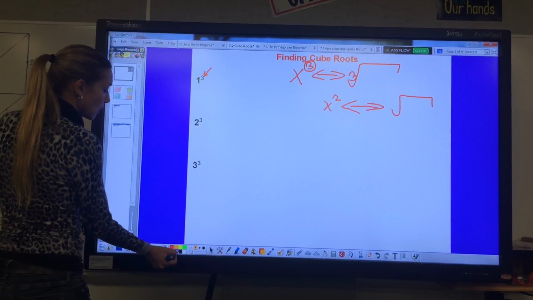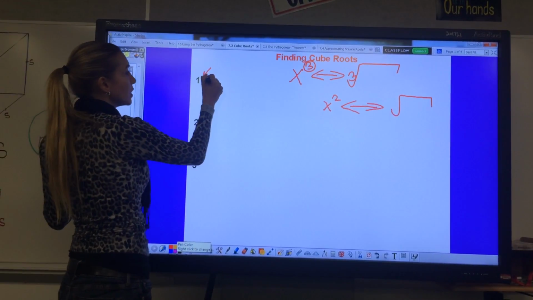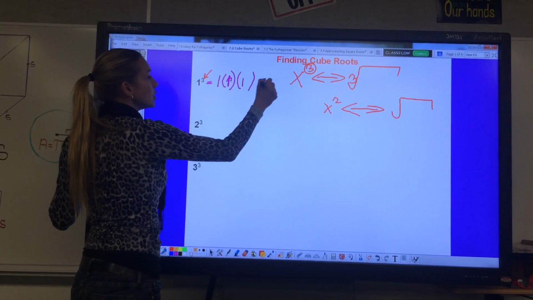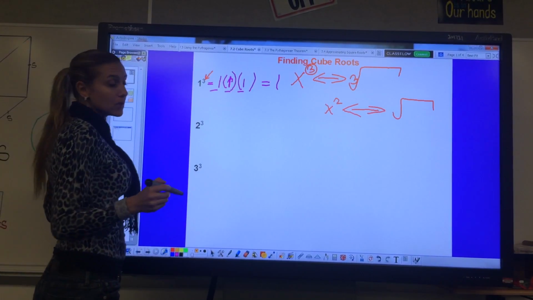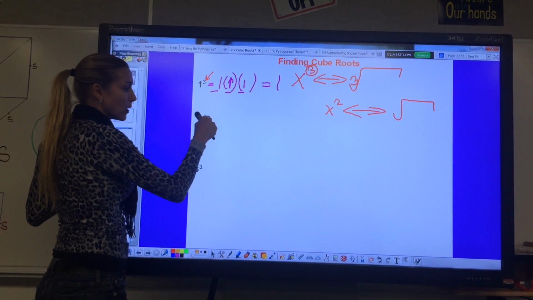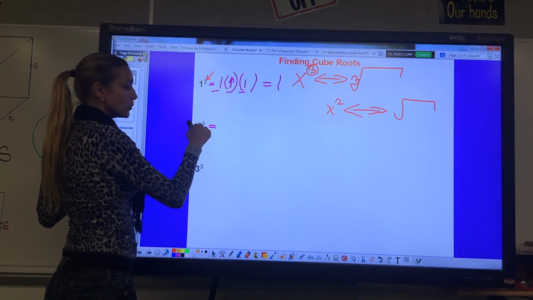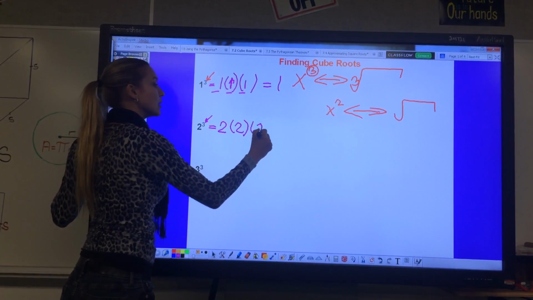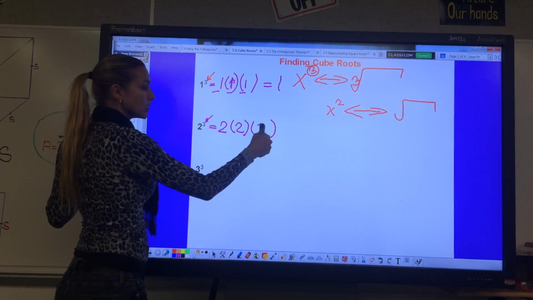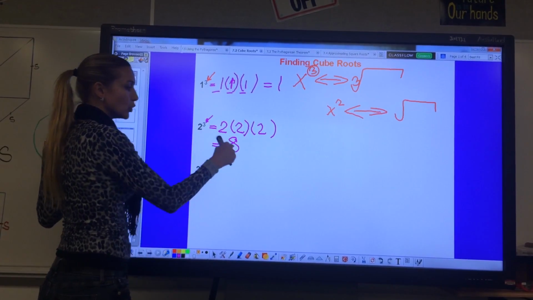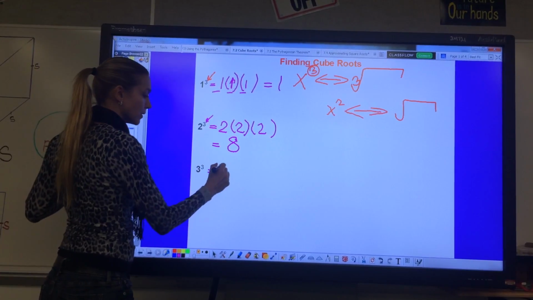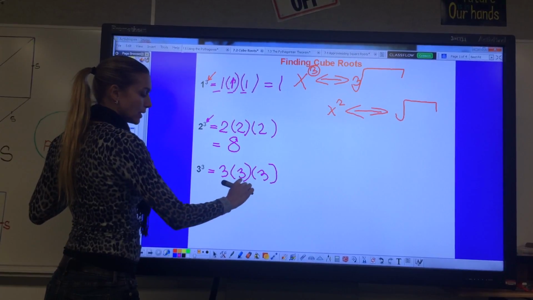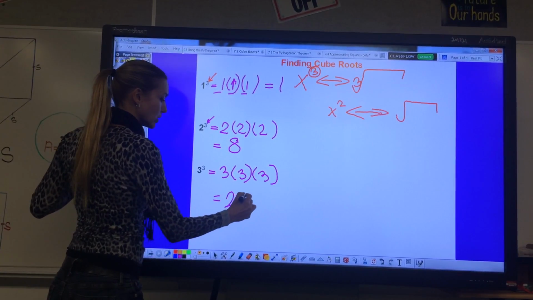Now let's look at 1 to the third power. The exponent tells me how many times I'm multiplying that number by itself. So this means really 1 times 1 times 1, which equals 1. 3 ones multiplied by themselves. 2 to the third power, or 2 cubed. Number 2 multiplied by itself 3 times. 2 times 2 times 2. 2 times 2 is 4 times 2 equals 8. 2 cubed is 8. 3 cubed. 3 multiplied by itself 3 times. 3 times 3 is 9 times 3 equals 27.